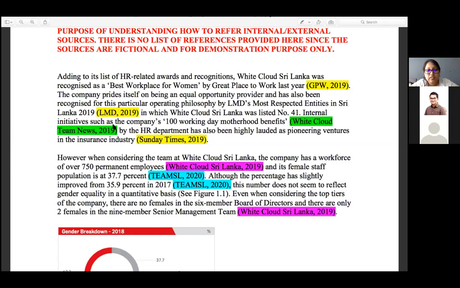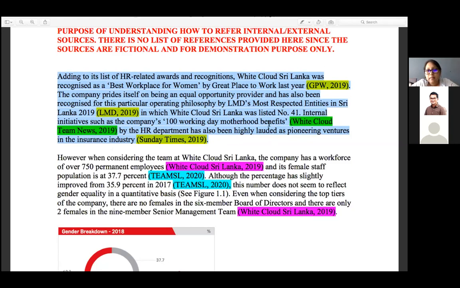Internal initiatives such as the company's 100 working days motherhood benefits, this is what I took from the company's website, by the HR department, has been highly lauded as a pioneering venture in the insurance industry, 2019. Now, all of this entire paragraph, I'm writing about this fictional White Cloud Sri Lanka company. It talks about the company's achievements, awards, like great place to work, good place for women, and so on.